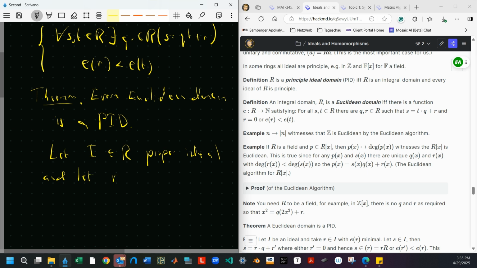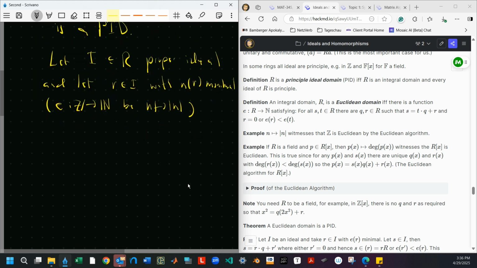And let R be an element of I with E of R minimal. In our previous one, I said take the largest positive thing; take the smallest positive thing. I could have let the function E going from Z to N be the absolute value, and that would be the Euclidean function in this case. But I'm doing the same thing: I'm just taking the element of I with the minimal value under this Euclidean function.